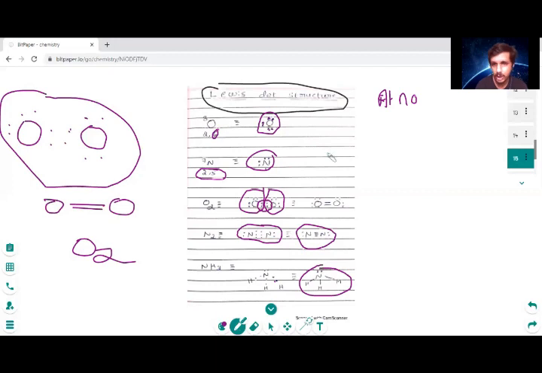And given the structure, for example, if the structure given is N2, you can write a triple bond Lewis structure. That is, you can write like this. Or if the structure given is NH3, you can form 3 single bonds like this. So this is about Lewis structure.